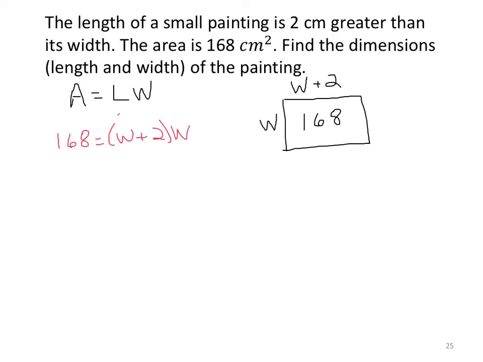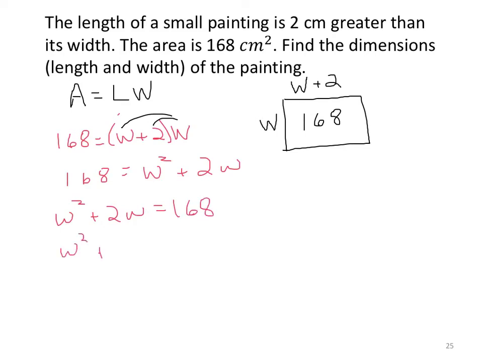And then we distribute the W, so we have 168 equals W squared plus 2W. Now let's just shift sides so that we get our W squared term on the left, which is what we're more used to. And then we're going to subtract 168 from both sides so that we can make our equation equal to 0. And so here we have a trinomial that we can factor to find out what W is.